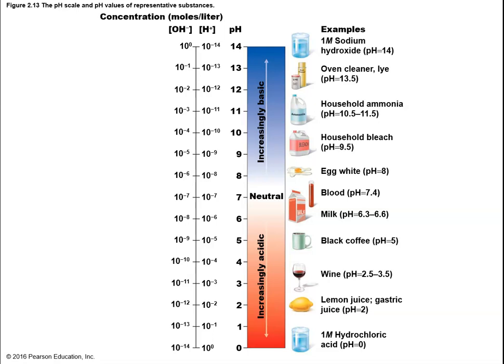If the body is becoming too basic, the buffer will act like an acid and add hydrogens to the scenario, increasing the hydrogen to hydroxide ratio. If the body's becoming too acidic, the buffer is going to act like a base. It's going to absorb hydrogens from that solution and bring the body back in a basic direction. So a buffer can release hydrogen or it can absorb hydrogen, acting like an acid or acting like a base, to keep the body's pH where it needs to be.